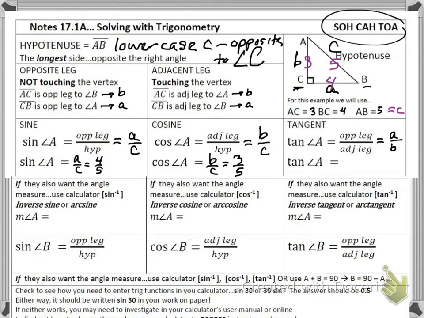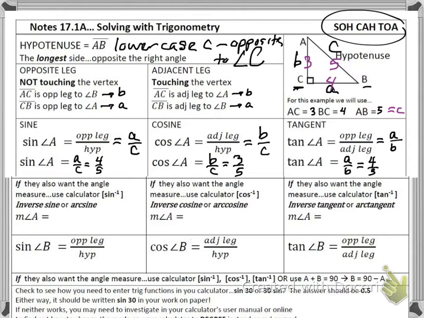Okay, so A over B equals 4, I don't like that, equals 4 over 3. That's true for any ABC triangle as long as C is the right angle.